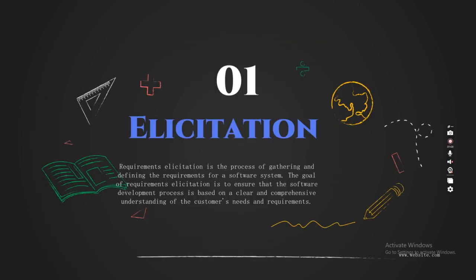Number one, what is elicitation? Elicitation is the process of gathering and defining the requirements for a software system. The goal of requirement elicitation is to ensure that the software development process is based on a clear and comprehensive understanding of the customer's needs and requirements.